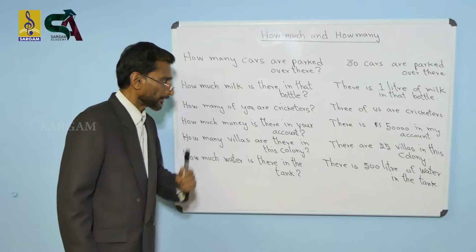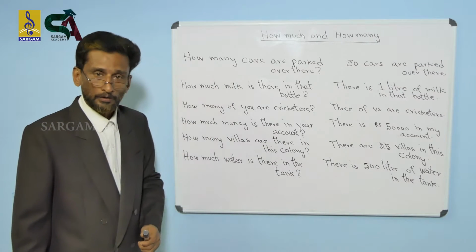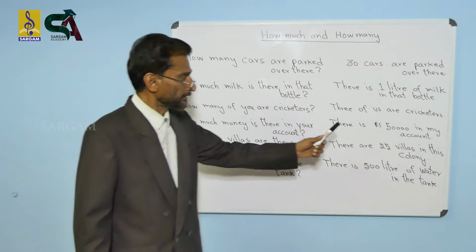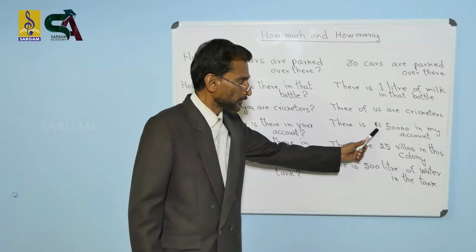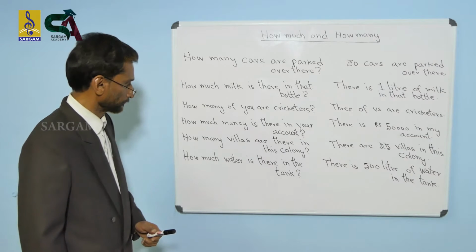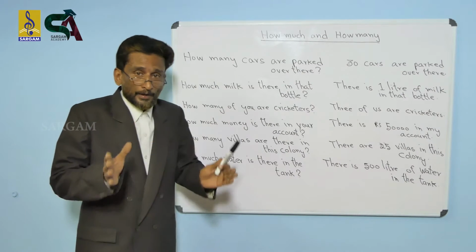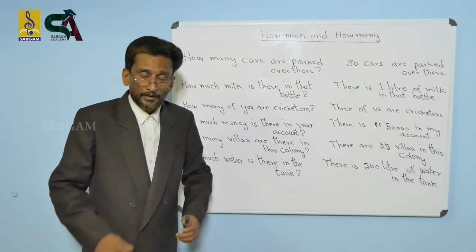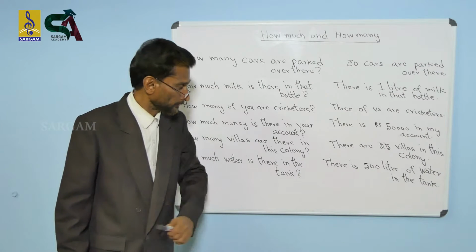How much money is there in your account? There is 50,000 rupees in my account, uncountable. When you say money in general, it is taken as uncountable.